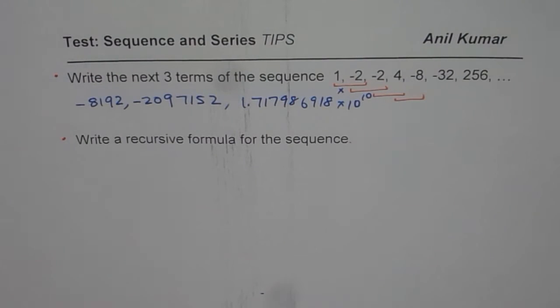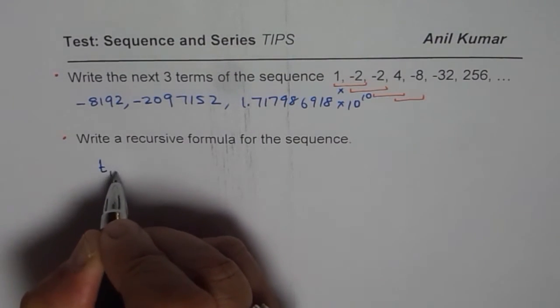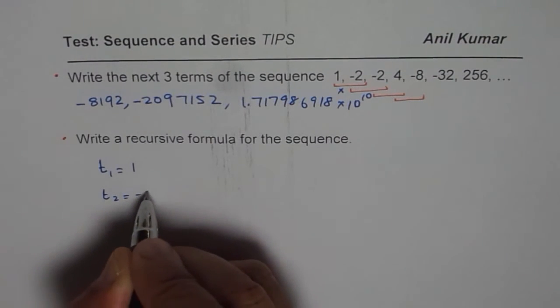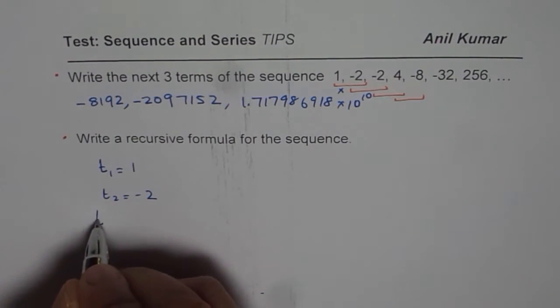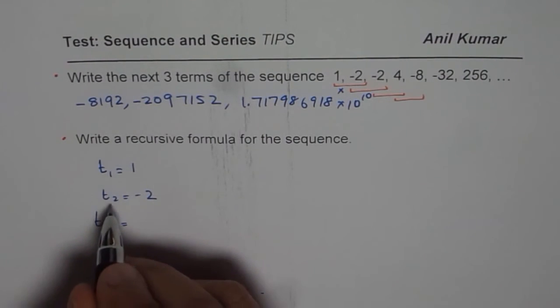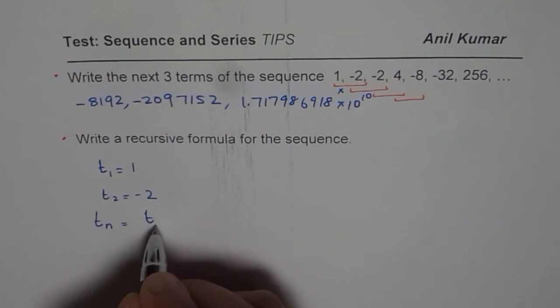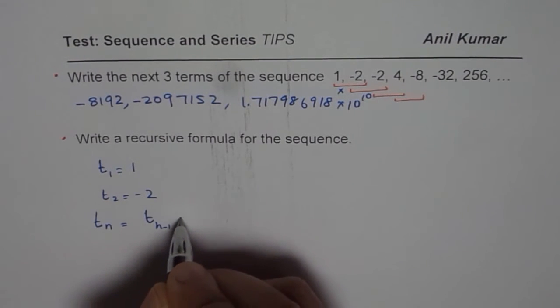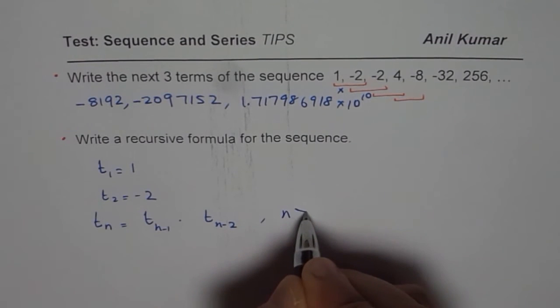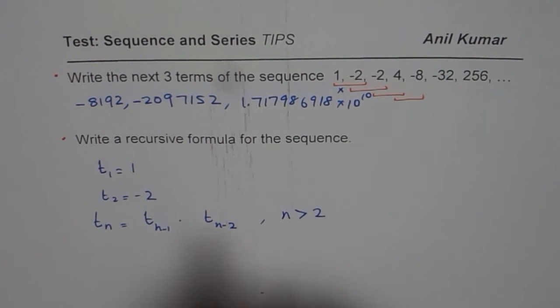The recursive formula for the sequence is: T1 is known to us as 1, T2 is known to us as -2, and Tn is the product of the previous two terms, Tn-1 times Tn-2, where n is greater than 2, since we know what n equals 1 and n equals 2 are. So that becomes the recursive formula for us.